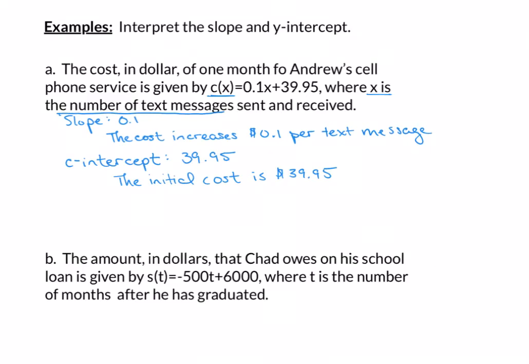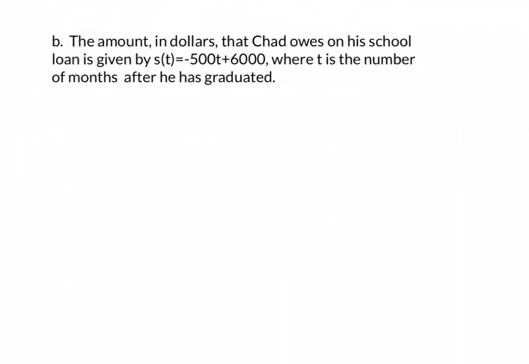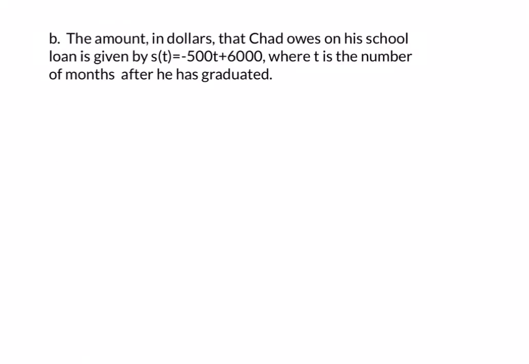All right, let's look at example B. The amount in dollars that Chad owes on his school loan is given by S of t equals negative 500t plus 6,000, where t is the number of months after he has graduated. So let's go ahead and interpret. What is our slope? Our slope is negative 500. So how do we interpret this?